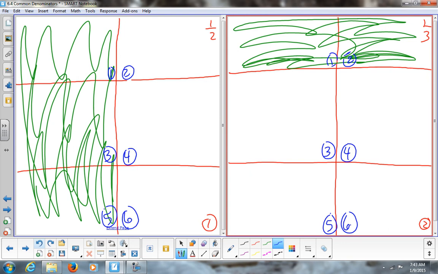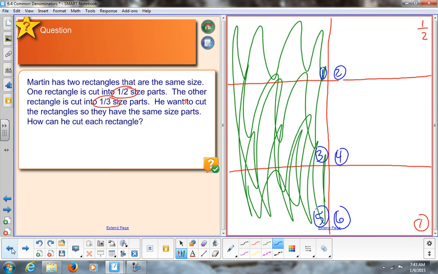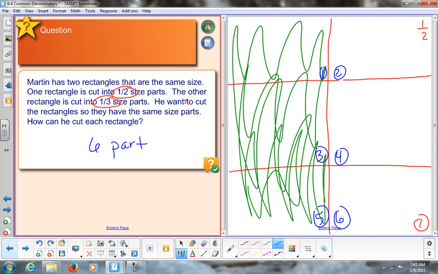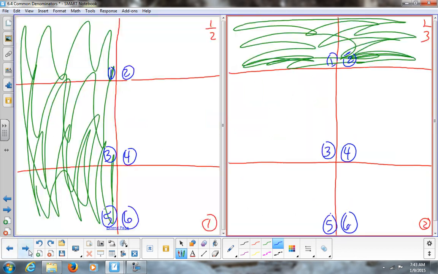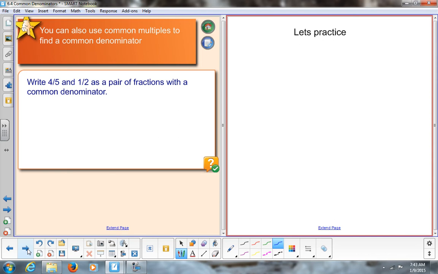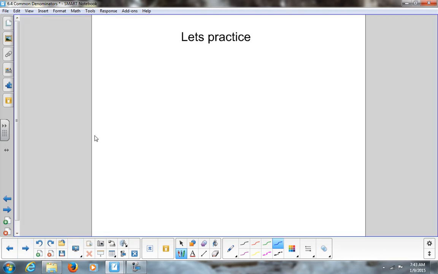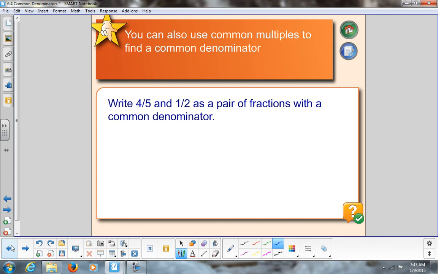Good, 6 parts. So the answer to the question, he wants to cut the rectangle so they have the same size parts. How can he cut each rectangle? He can cut it into 6 parts, right? And then he will have equal amounts of the rectangle. Okay, there's another way to do that, because you're not always going to have pieces of paper to fold up and play with. All right, so let's take a look at another problem.